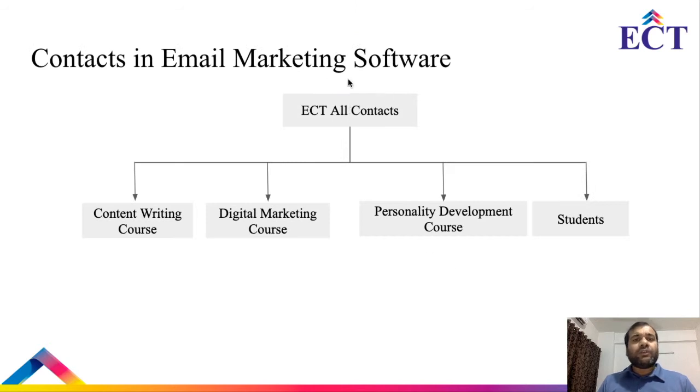One will be the master contact list, all contacts. This is built automatically. Once you create different lists, an automated master list will be created, and the name would be All Contacts. Then there are lists: one for content writing, another for digital marketing, the third for personality development, and the fourth for those who have already done the course or are already enrolled. So these are the four lists that we should keep, a minimum of four.